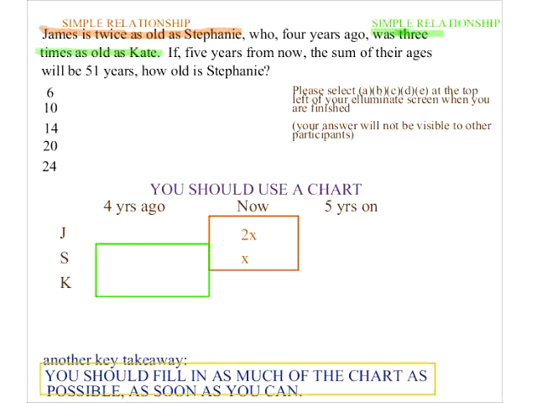So if Stephanie is X years old now, then we can fill in Stephanie 4 years ago. How old was Stephanie 4 years ago? Go ahead and type in the text box, please. Correct. Stephanie would have been X minus 4. And then for very similar reasons, this would be X plus 5. And for very similar reasons, this would be 2X minus 4. And this would be 2X plus 5.